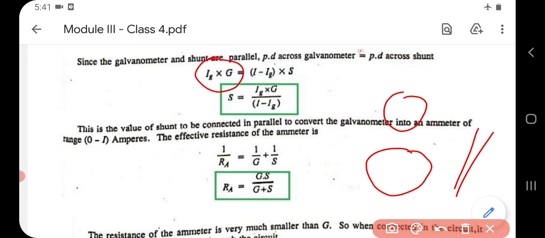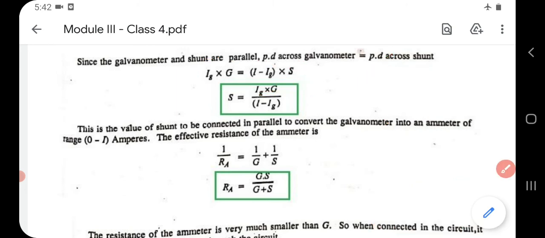Now the potential difference across the shunt resistance will be the product of the current through the shunt resistance and the value of the shunt resistance. So that you can equate, and from that you can find the value of the shunt resistance S. So this value S will be the value of shunt that you have to connect in parallel to the galvanometer in order to convert it into an ammeter.